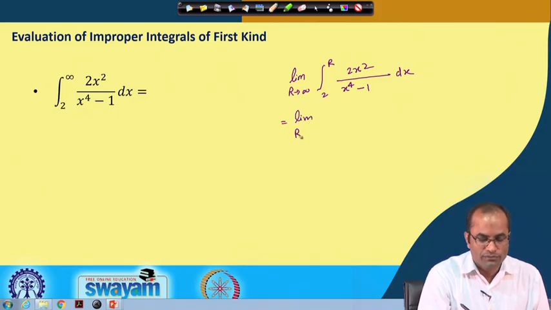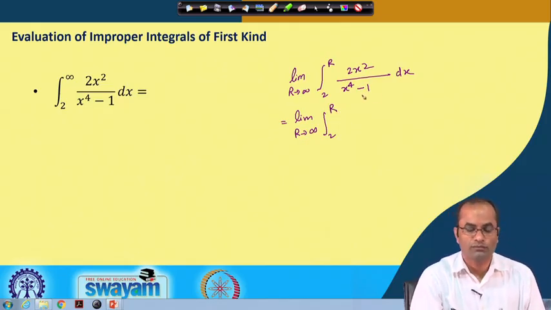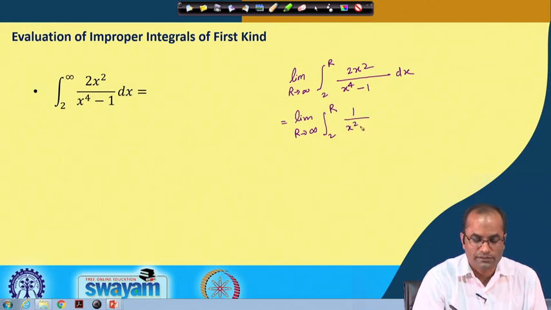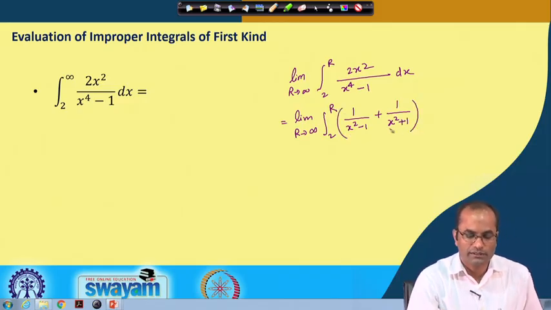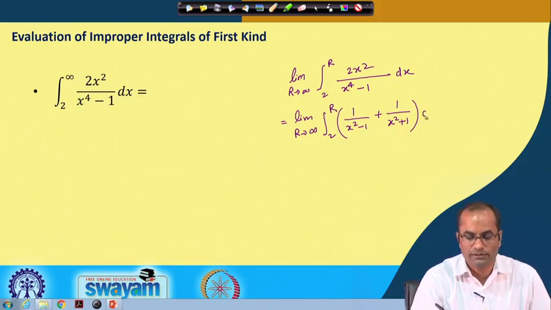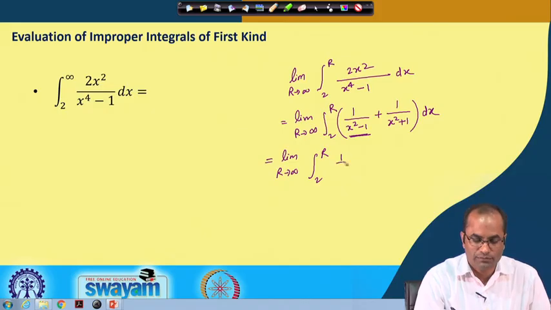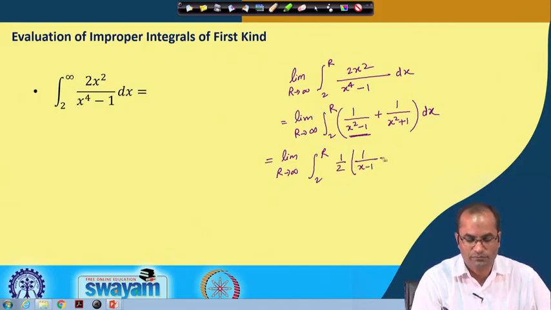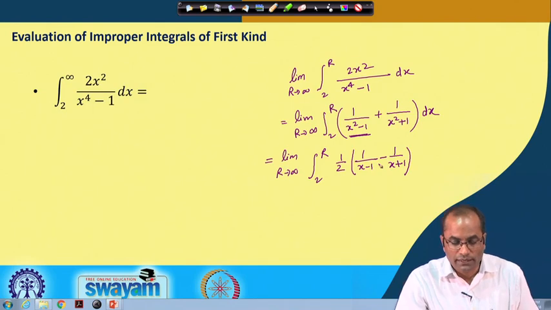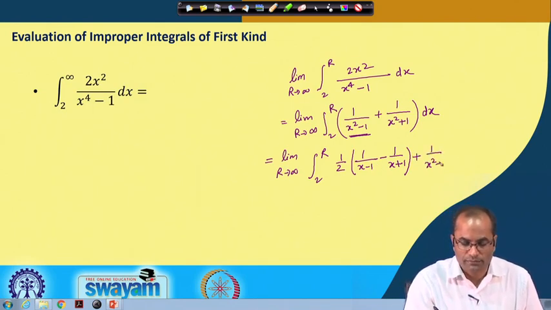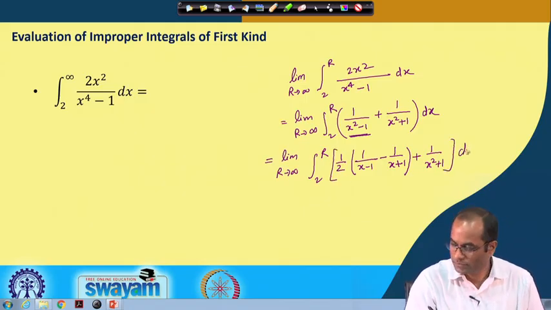This is equal to the limit as r goes to infinity. Now we will do the partial fractions. So, x^4 minus 1 is x^2 minus 1 and x^2 plus 1, so we have 1 over x^2 minus 1 plus 1 over x^2 plus 1. So, this will be exactly 2x^2 over x^4 minus 1, dx, and then again we will do partial fractions there. So, we have the limit as r goes to infinity, the integral from 2 to r, of 1 by 2 times 1 over x minus 1 minus 1 over x plus 1, which is the partial fraction of 1 over x^2 minus 1, and then plus 1 over x^2 plus 1, and everything over dx.